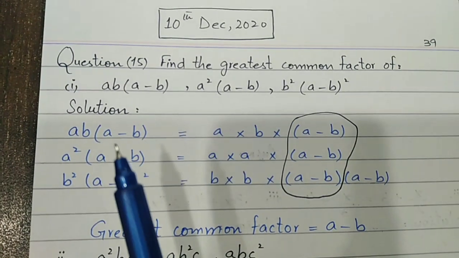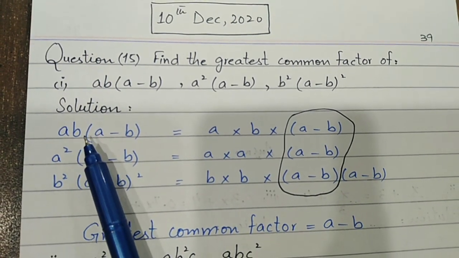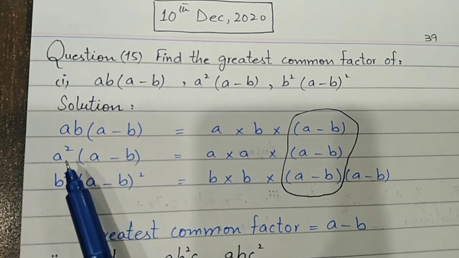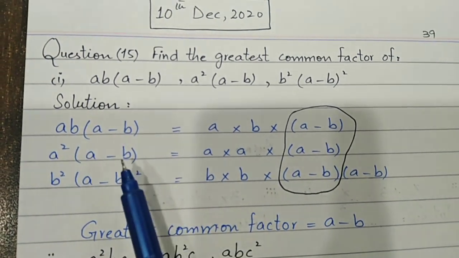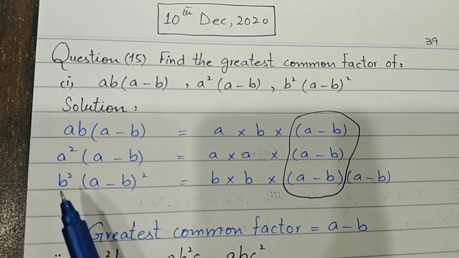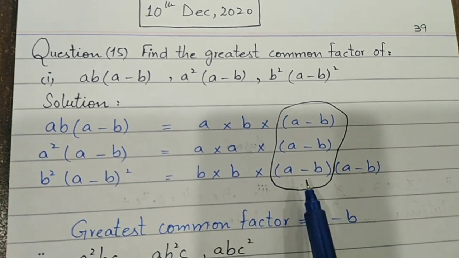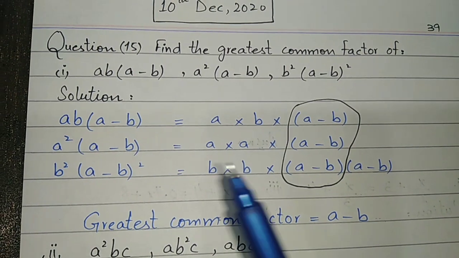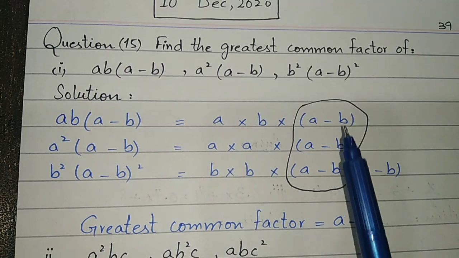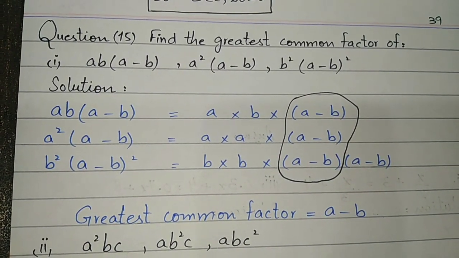Simply we have to write its factors. AB into (A minus B) can be written as A times B times (A minus B). Now A squared into (A minus B): A squared means A times A, and (A minus B). The third term is B squared into (A minus B) whole squared. B squared can be written as B times B, and (A minus B) whole squared means (A minus B) two times. Now we have to take the common factor in the three terms, that is A minus B. Only A minus B is common in these three terms. So A minus B is the greatest common factor of these.